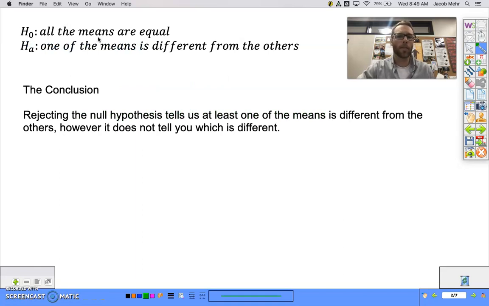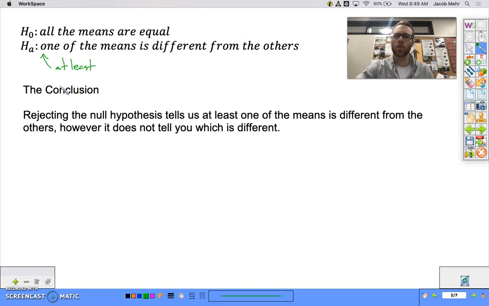So our null hypothesis is that all the means are equal. They're all the same. That's the assumption, that they're all the same. The alternative hypothesis, and I forgot the words "at least" here, is that at least one of the means is different from the others. Okay, so null hypothesis, they're all the same. Alternative is at least one is different. Maybe could be 1, could be 2, could be 3, but at least one of them is different.